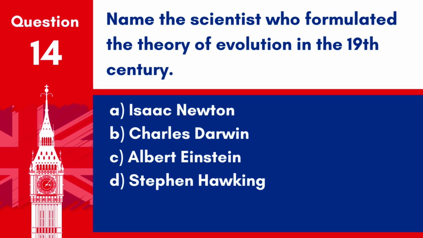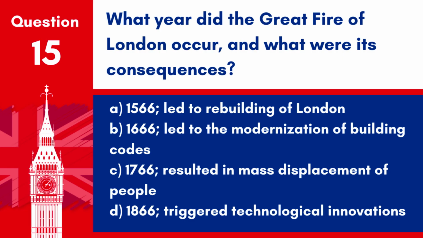Answer. B. Charles Darwin. Charles Darwin formulated the theory of evolution in the 19th century, profoundly changing the science of biology. Question 15. What year did the Great Fire of London occur, and what were its consequences?